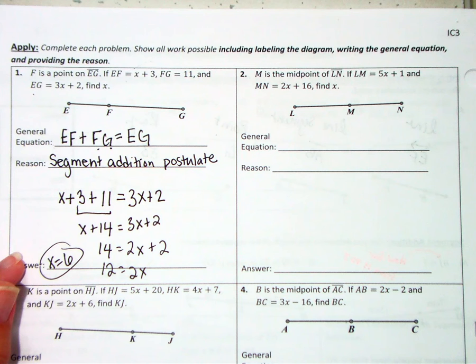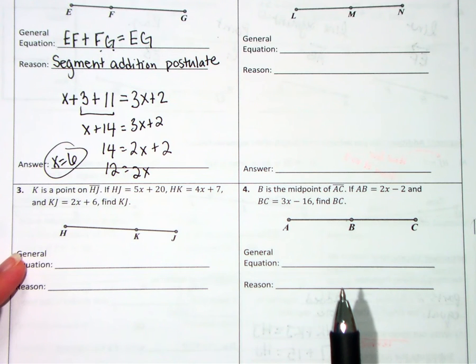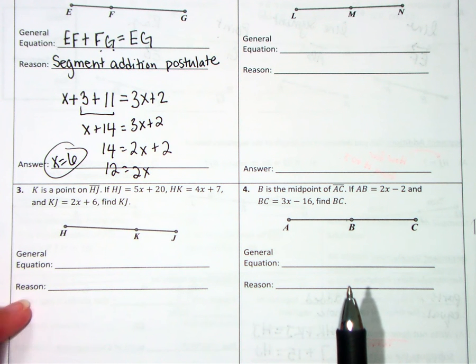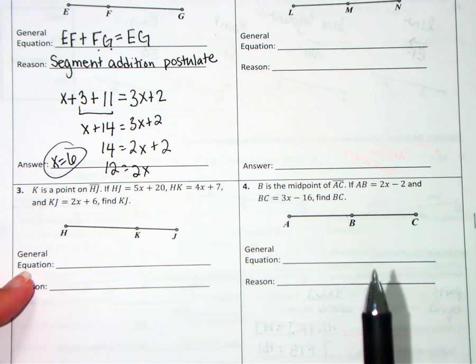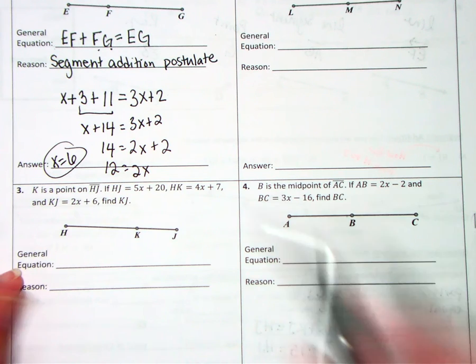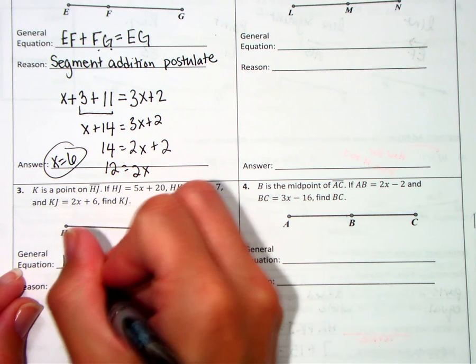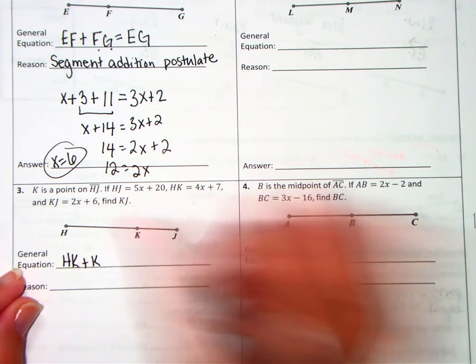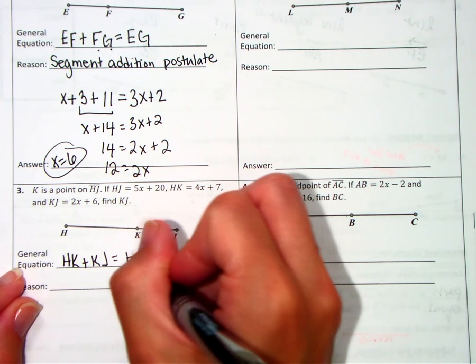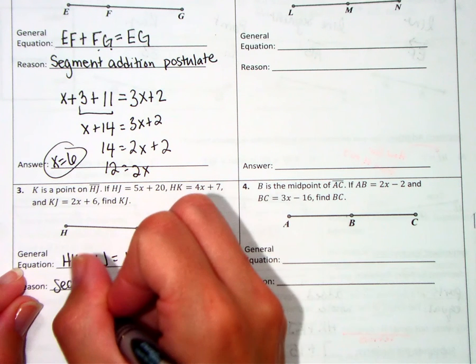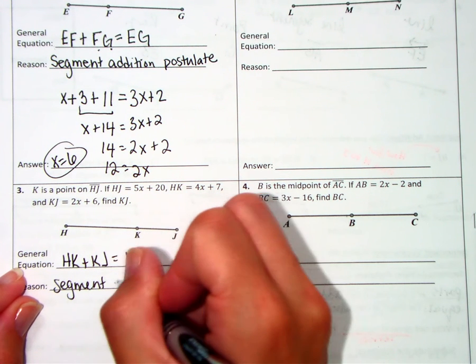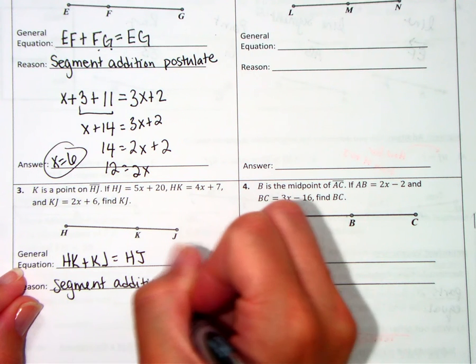Okay, one more. Same thing here, we're going to go through that same process again. We're going to do general equation. We only know segment addition postulate as of today, so that's the only reason we can put there. We'll learn another reason tomorrow with 2 more general equations, but for this one, it is just HK plus KJ equals HJ. Segment addition postulate.